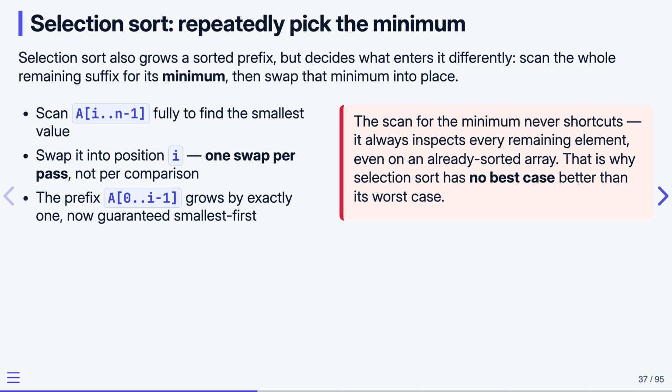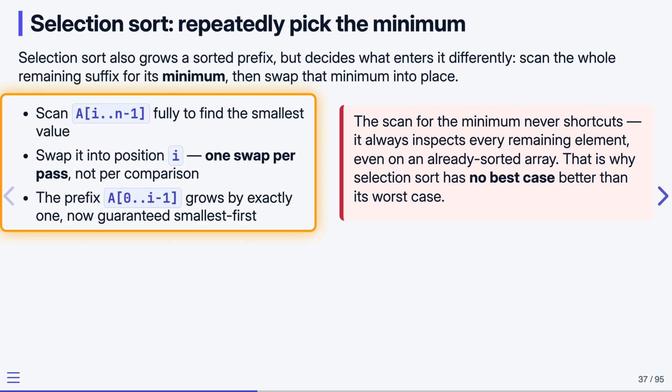Next, we look at selection sort. It also grows a sorted prefix, but it decides what enters that prefix in a very different way. Selection sort builds a sorted prefix, but it picks the next element differently. It scans the whole remaining part for the smallest value, then swaps that smallest value into place.